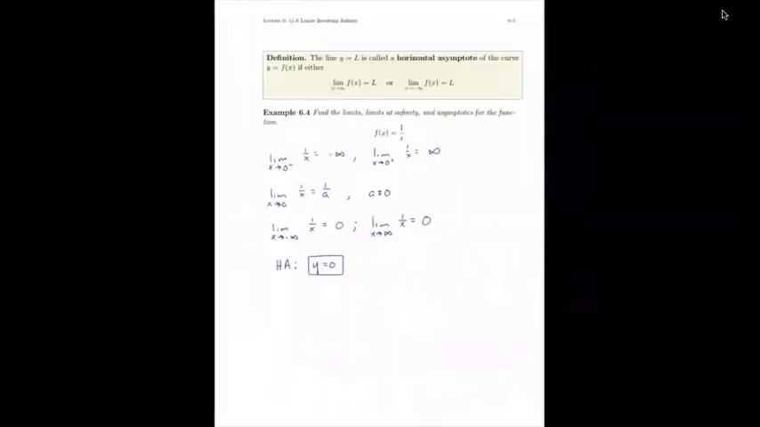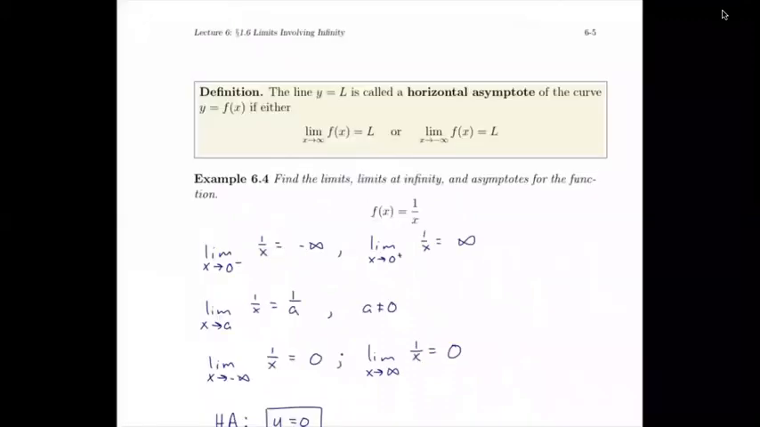Okay, nonetheless, let's move on and see a quick definition of a horizontal asymptote, right? So if the function has a limit at infinity, in other words, as x goes to infinity, the function trends towards some real number on the y-axis, right? Then the line y equals L is called a horizontal asymptote.